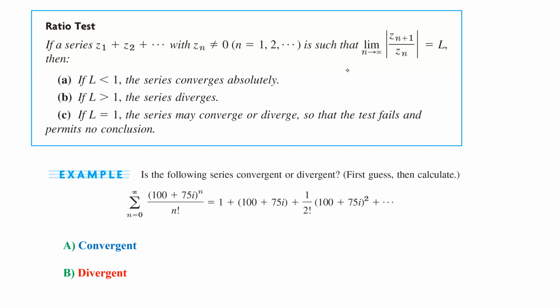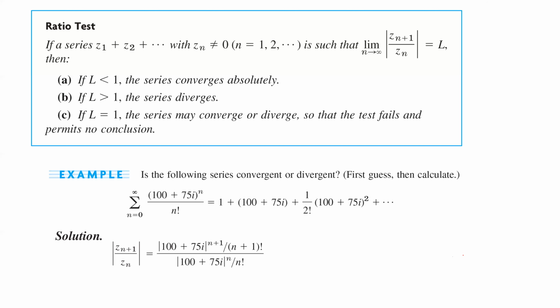You can do that. n factorial, after some n, becomes greater than any z to the power of n. But that is just a hand-waving argument. You can do the same thing here: just calculate Z(n+1) over Zn and see what you get. So that means (100 plus 75i) to the power n plus 1 over (n plus 1) factorial, divided by (100 plus 75i) to the power n over n factorial.